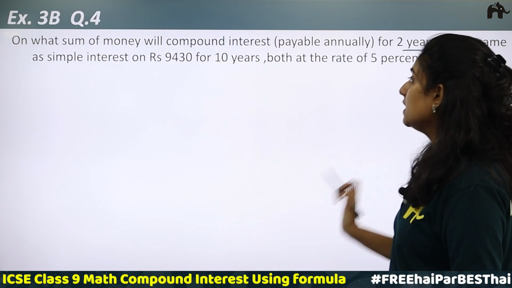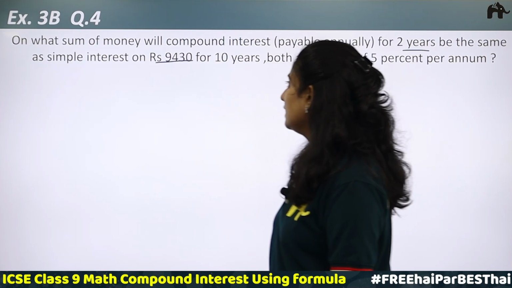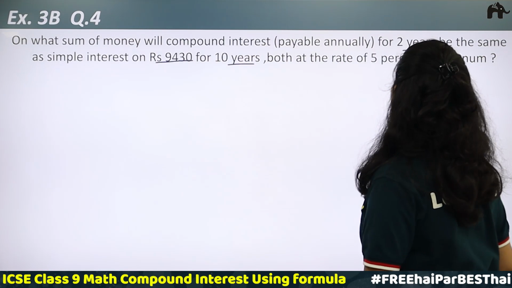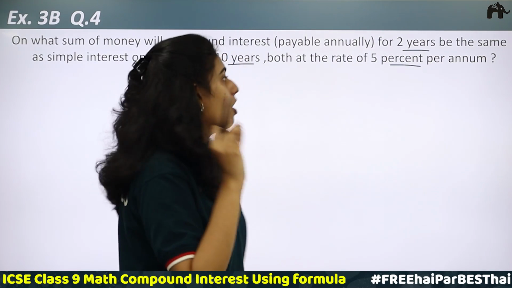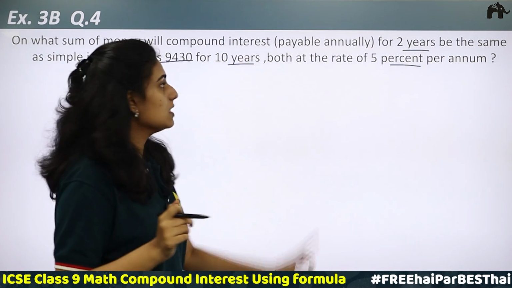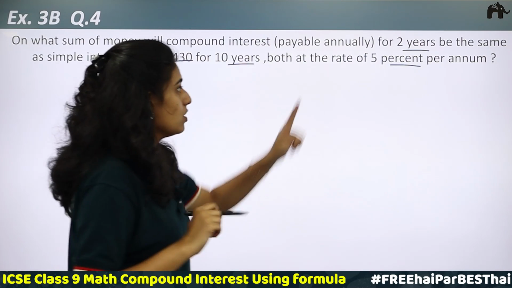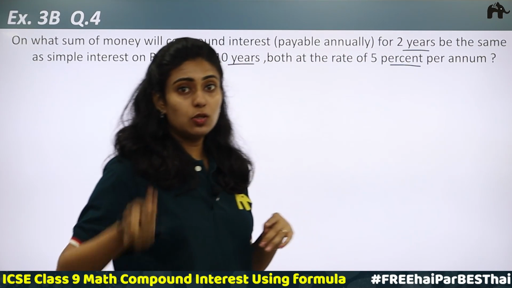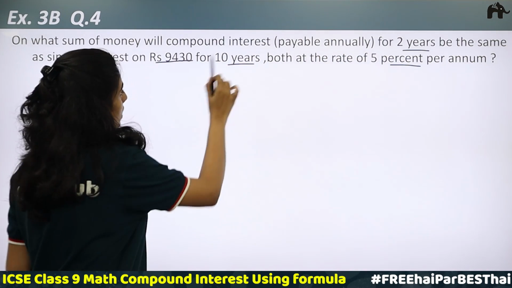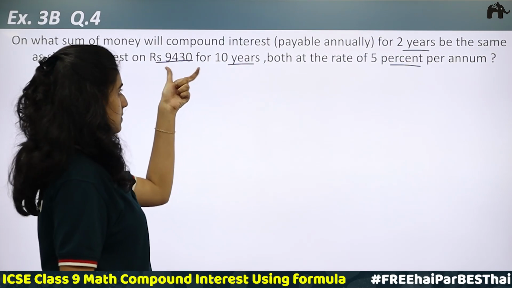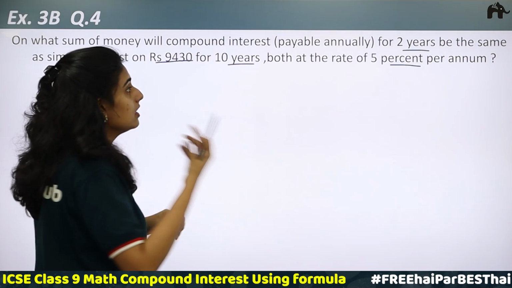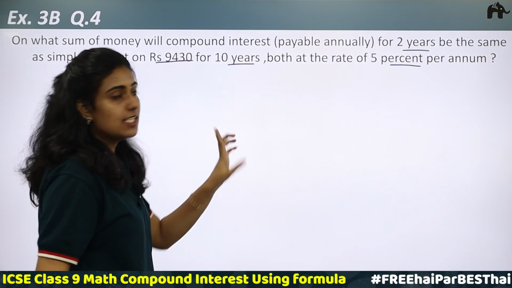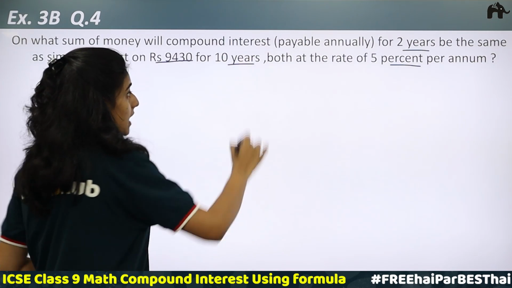On what sum of money will compound interest payable annually for 2 years be the same as simple interest on rupees 9,430 for 10 years, both at the rate of 5% per annum. So here the compound interest for 2 years, that is payable annually at a rate of interest 5% will be equal to the simple interest for 10 years for a given principal. We have to find the sum that is compounded annually for 2 years at 5% per annum rate of interest.